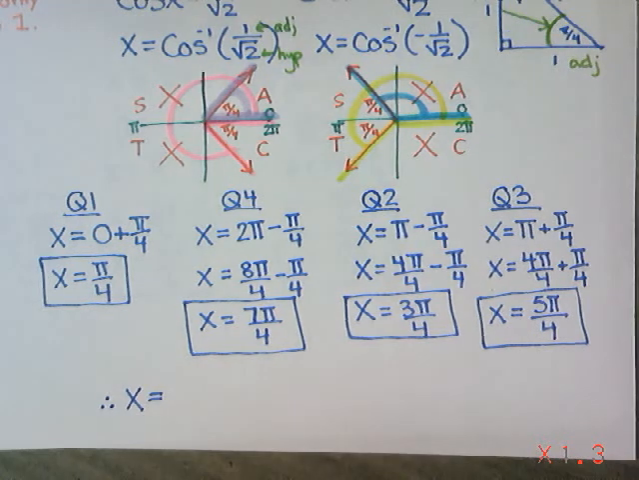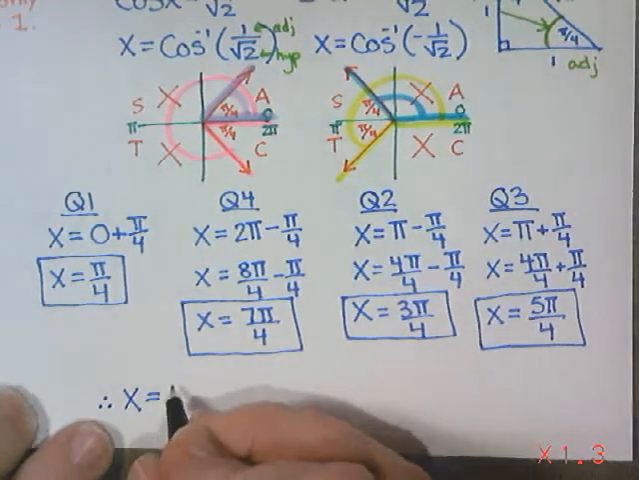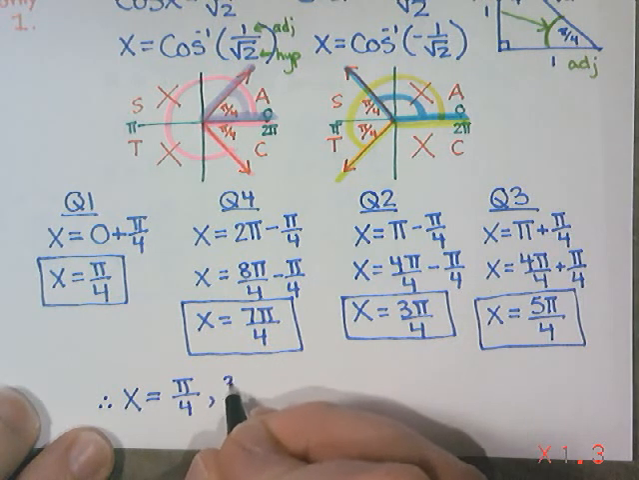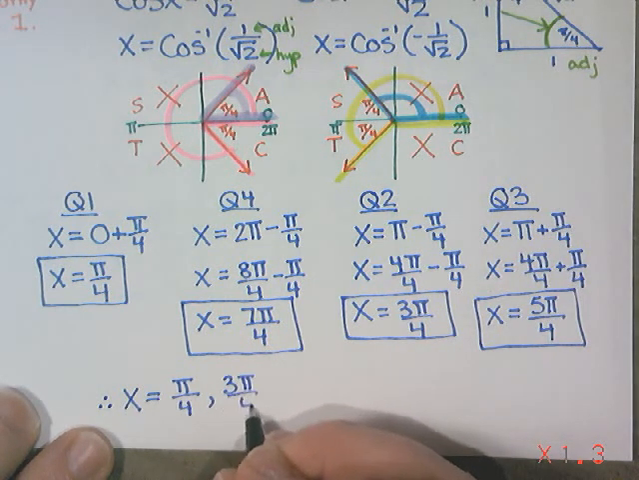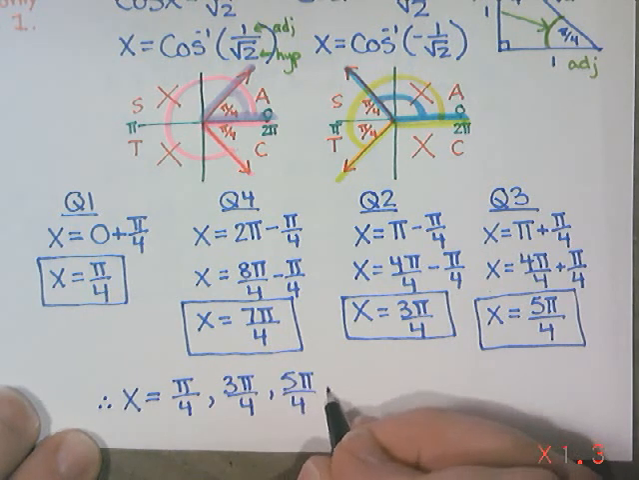Now it's up to you. If you want to put them from low to high, that's great. If you don't want to, that's okay. But I think I might try to put mine in order. So I have pi over 4, that's the smallest, then 3 pi over 4, 5 pi over 4, and finally 7 pi over 4.